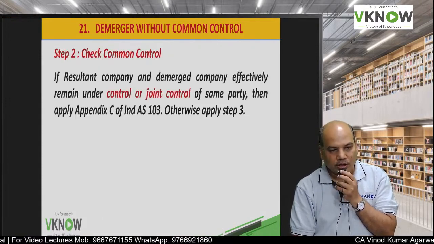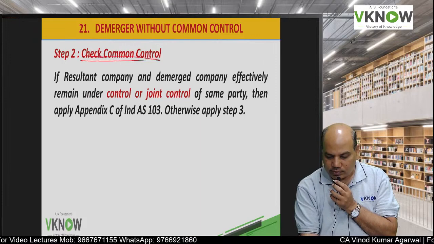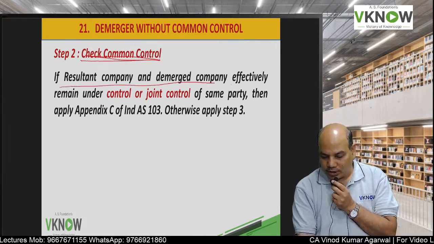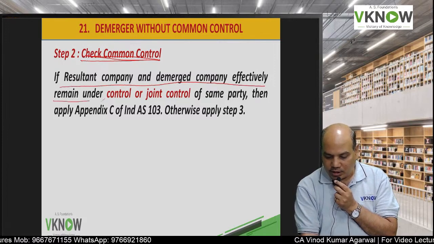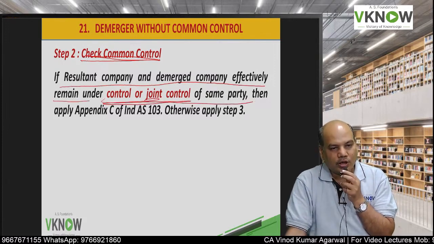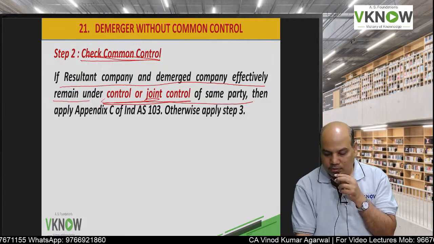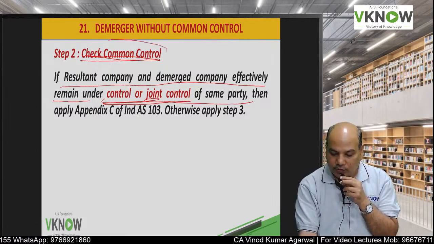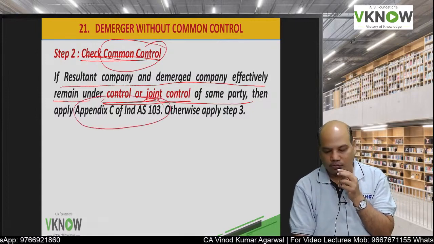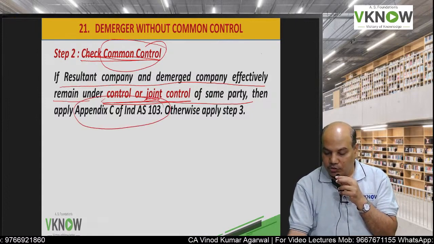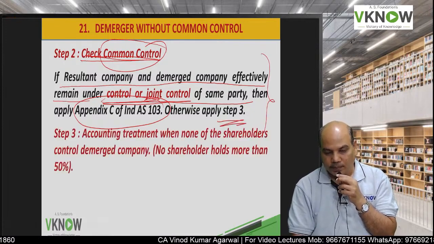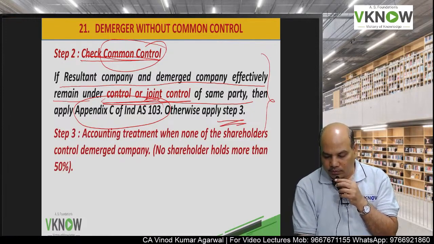Then we have to check common control, very important for the exam. Common control means the resultant company and demerged company effectively remain under the control or joint control of the same party. Then it is a case of common control. We will apply Appendix C of IND AS 103. If it is not common control, go to step number 3.